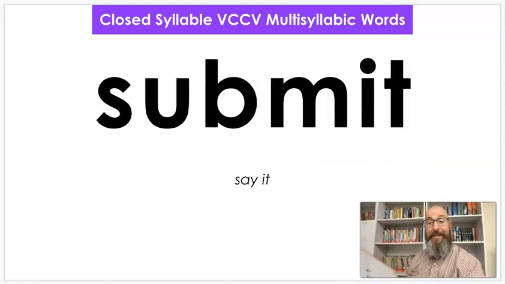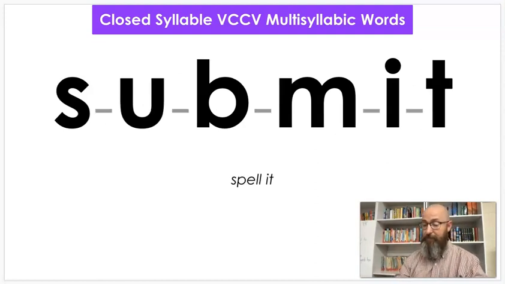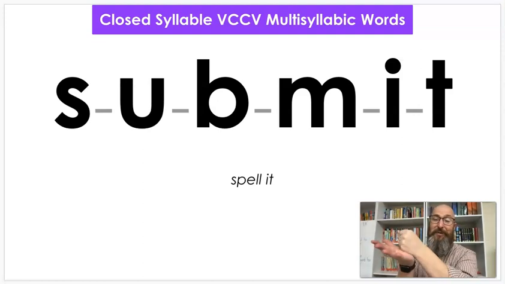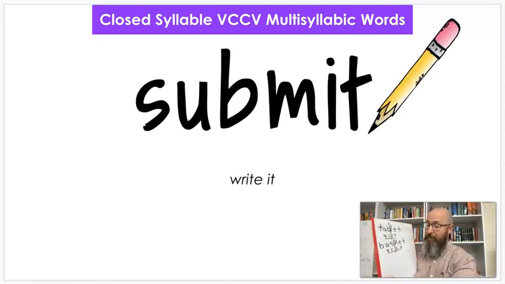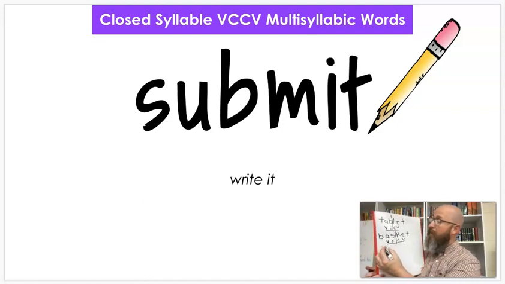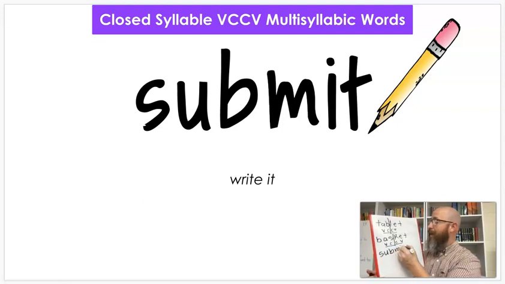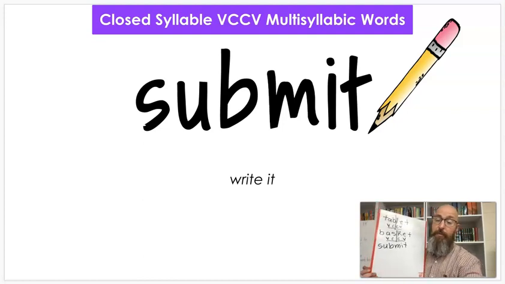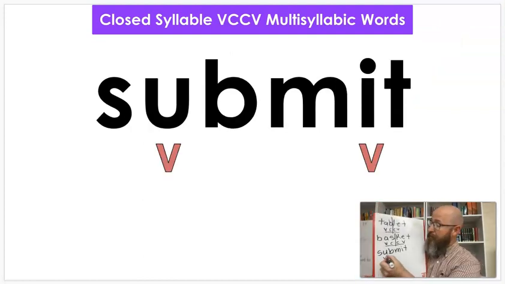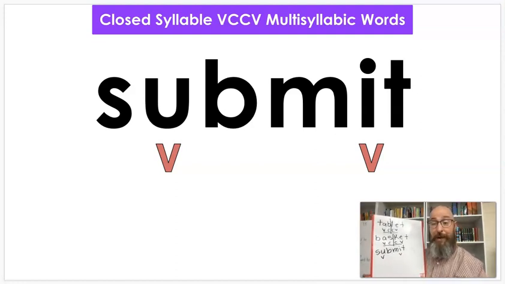Our next word is submit. Can you say submit? Spell it. Put my marker down. S-U-B-M-I-T. Submit. Let's write it. S-U-B-M-I-T. Do you remember the first step? What's the first step? Label the vowels. That's correct. What do I do after I label the vowels? I build a bridge.